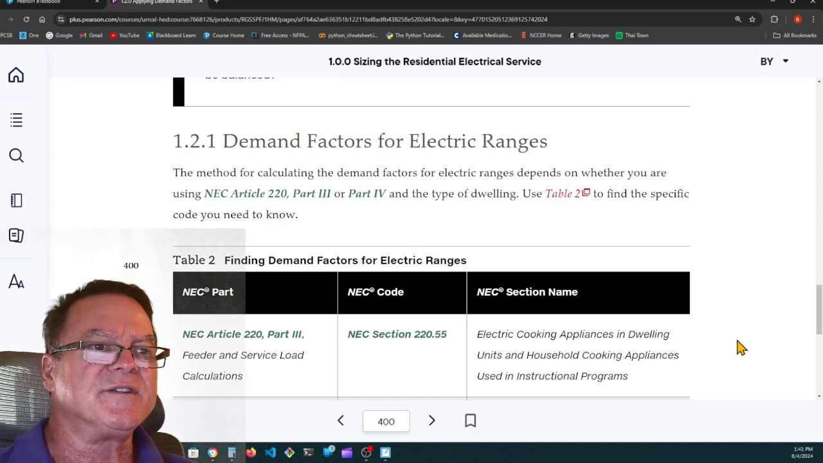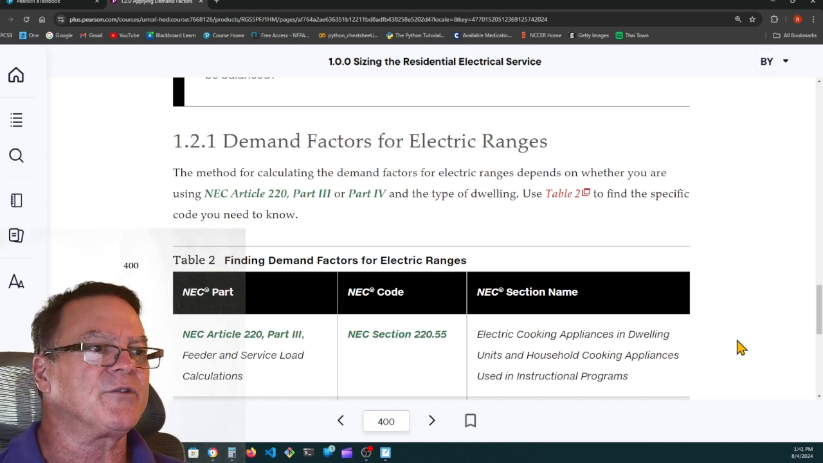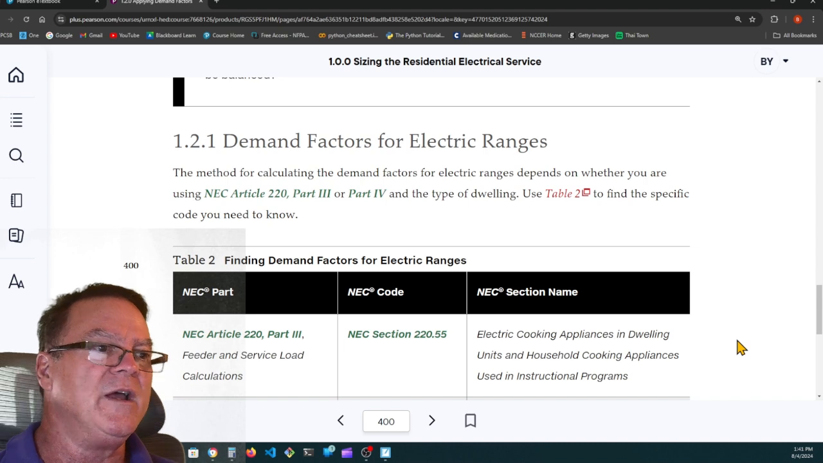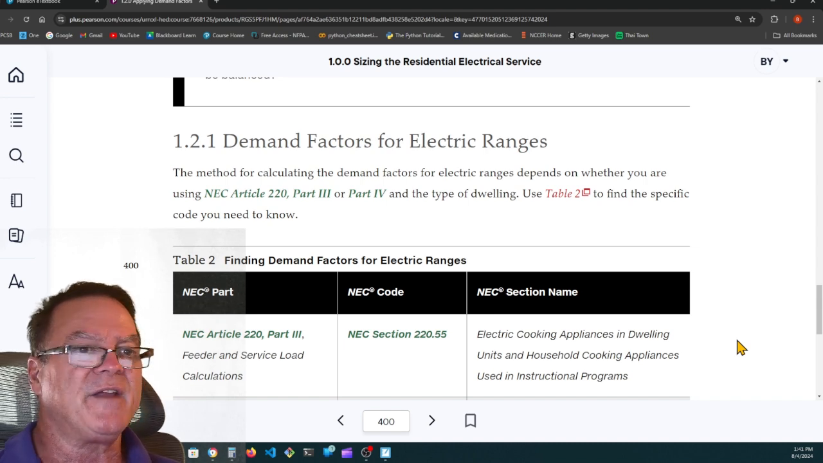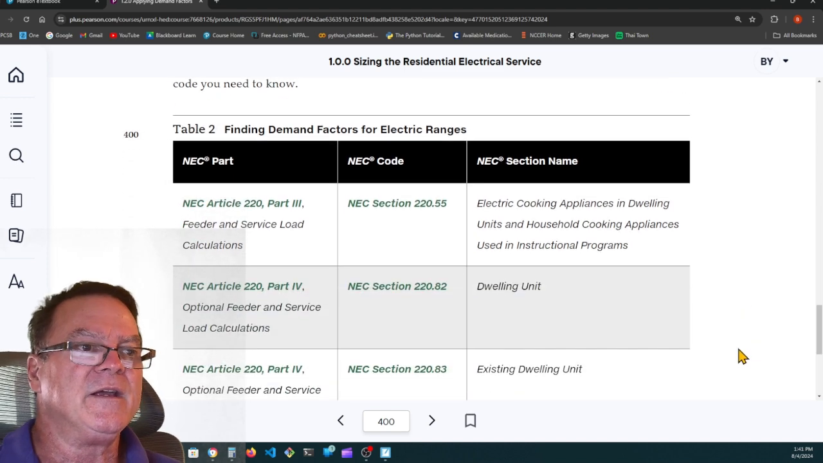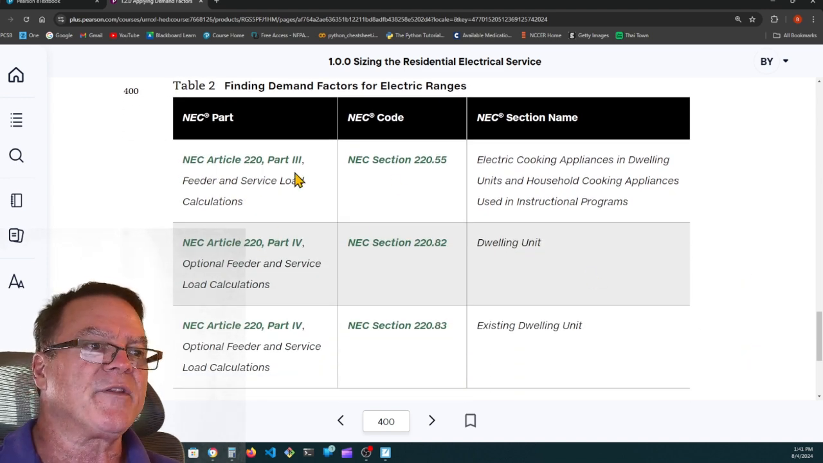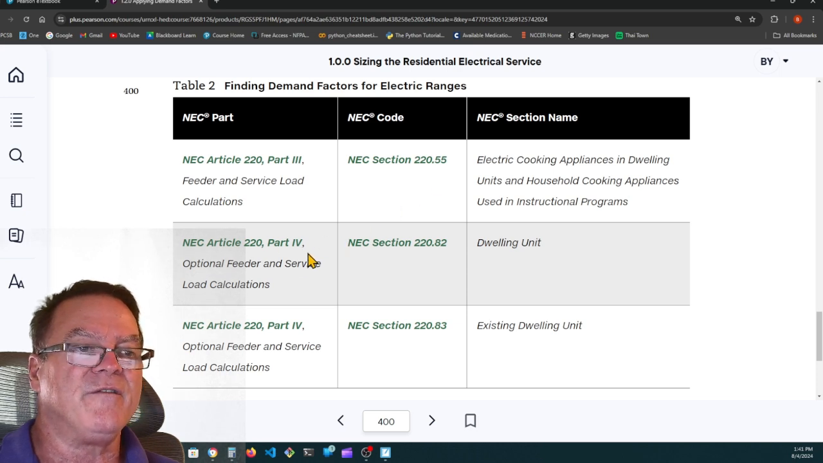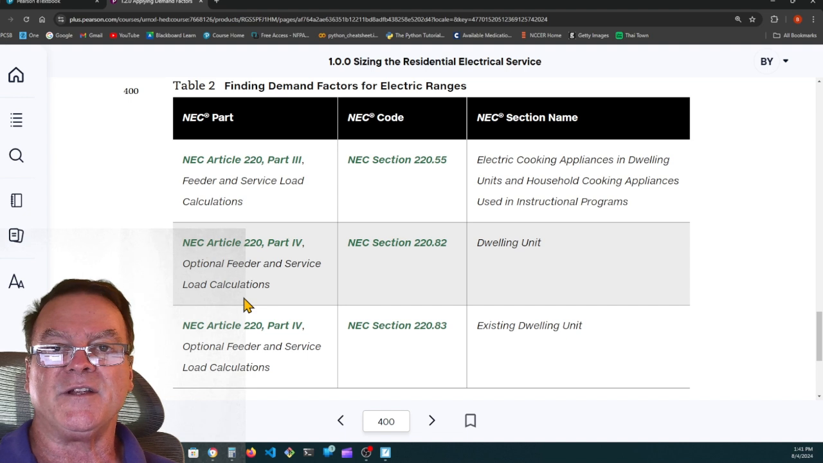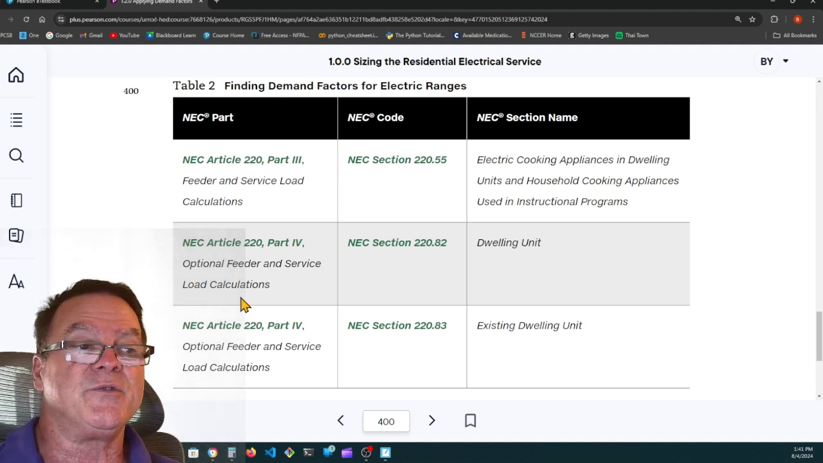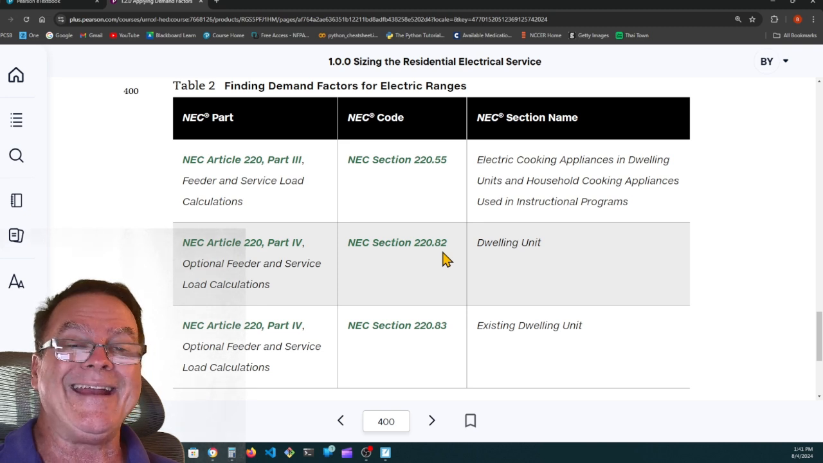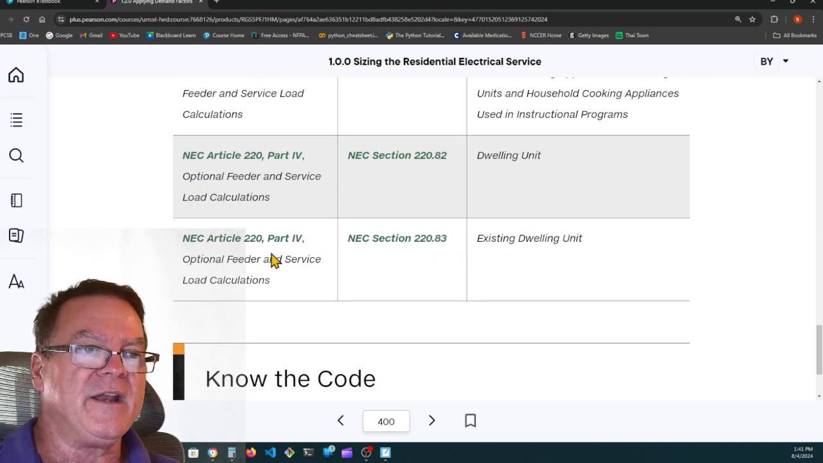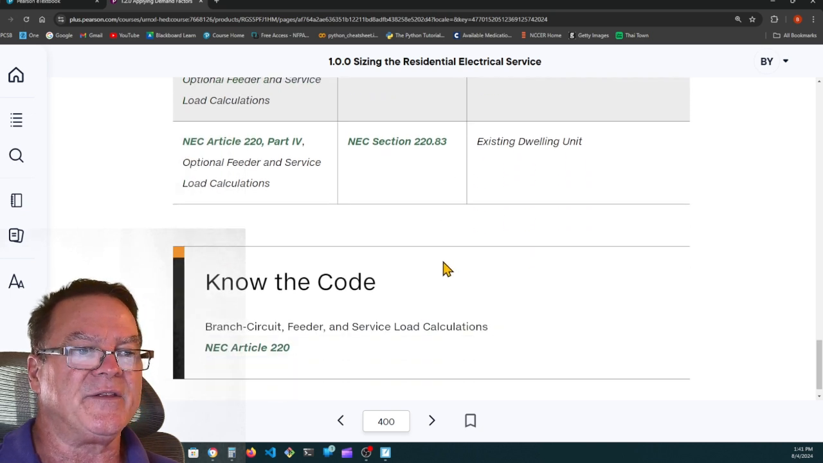Demand factors for electric ranges. The method for calculating the demand factor for electric ranges depends on whether you're using NEC Article 220 Part 3 or Part 4 and the type of dwelling. Use Table 2 to find the specific code you need to know. So, Article 220 Part 3 is NEC Section 220.55, but Part 4 is optional feeder and service load calculations. They've got an entire optional method that you can use. That would be NEC Section 220.82 for dwelling units. And NEC Article 220 Part 4, optional feeder and service load calculations for existing dwelling units is 220.83.